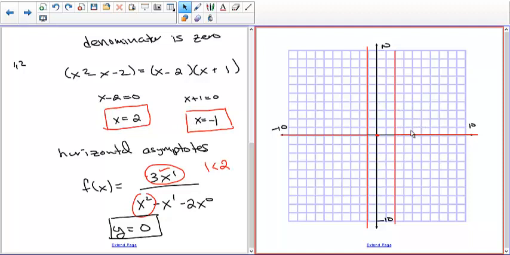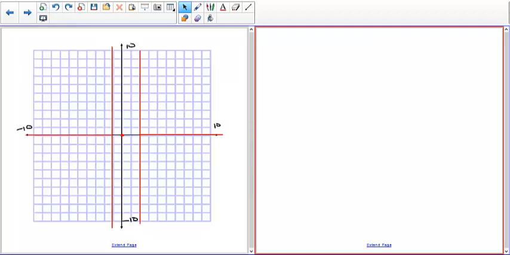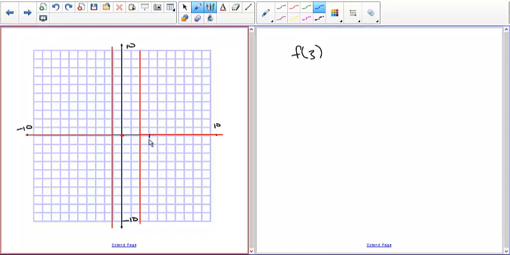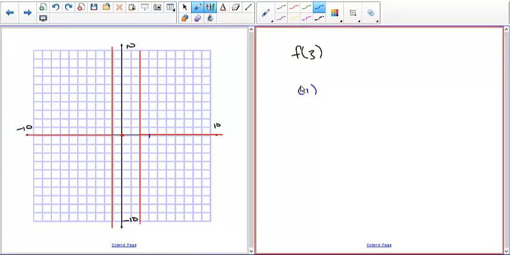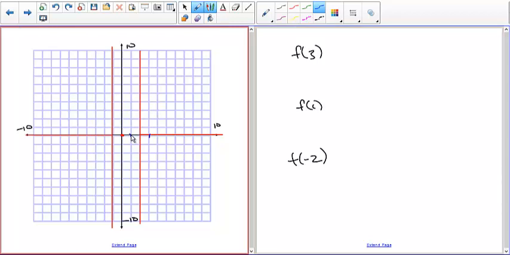So let's pick a value. This is x equals 2. We're going to evaluate the function at f of 3. That's going to be right here. The one thing it'll do is tell us which side of this horizontal asymptote it's on and how high it is. We could do f of 1. That would help us know what's going on inside the two asymptotes, and then we'll do one over here, which is going to be f of -2. So we're going to pick these three values of x and evaluate the y value.